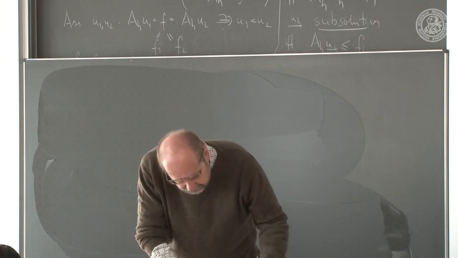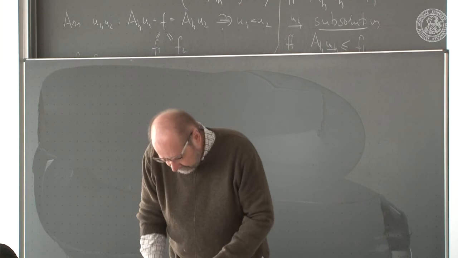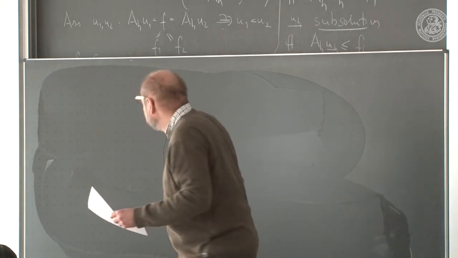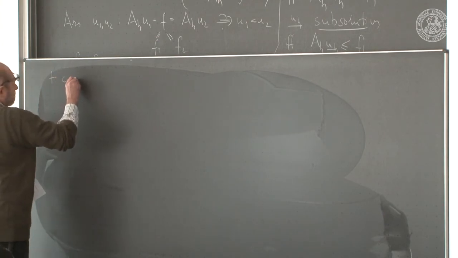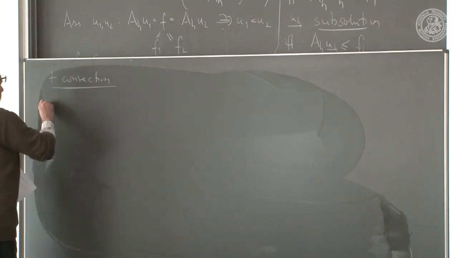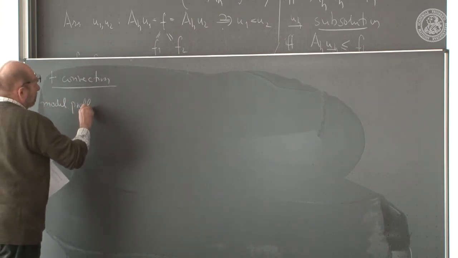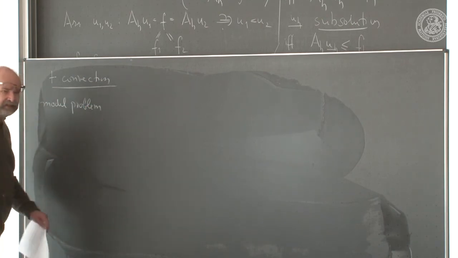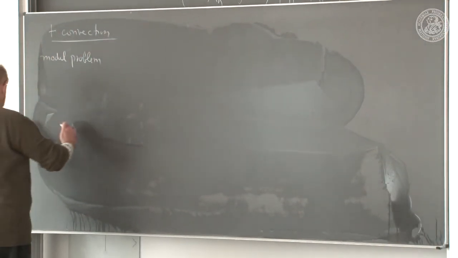times convection. So to simplify the situation, we now have a log plus convection. To simplify the situation a little bit, I look at the following model problem, and I will only discuss the discretization of the PDE. So we do it quite simple.